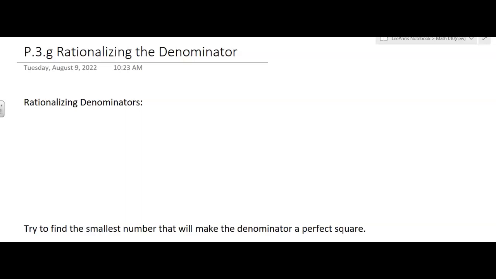Okay, so sometimes we have to do what's called rationalizing the denominator. So let's say you have the square root of 3 over 5. Well, there's a rule that says you can't have a fraction under the radical sign. Okay, so you're like, okay, well, great, I'll just split it up. That's the square root of 3 over the square root of 5.